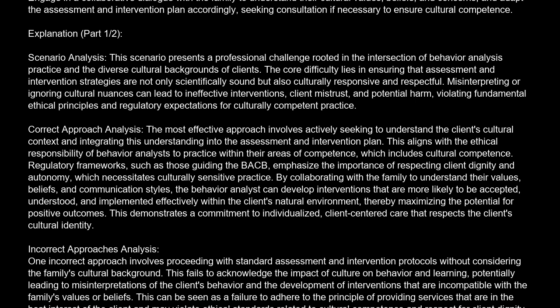Incorrect approach analysis. One incorrect approach involves proceeding with standard assessment and intervention protocols without considering the family's cultural background. This fails to acknowledge the impact of culture on behavior and learning, potentially leading to misinterpretations of the client's behavior and the development of interventions that are incompatible with the family's values or beliefs. This can be seen as a failure to adhere to the principle of providing services that are in the best interest of the client and may violate ethical standards related to cultural competence and respect for client dignity.